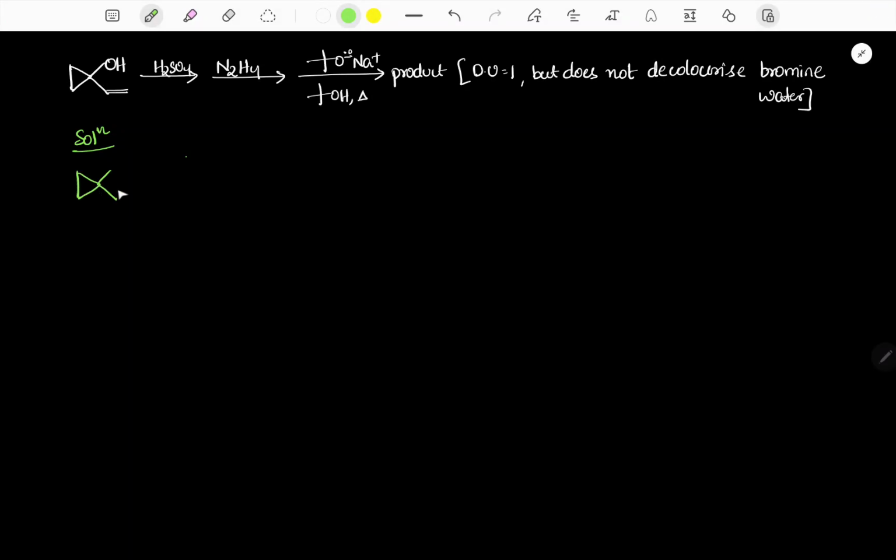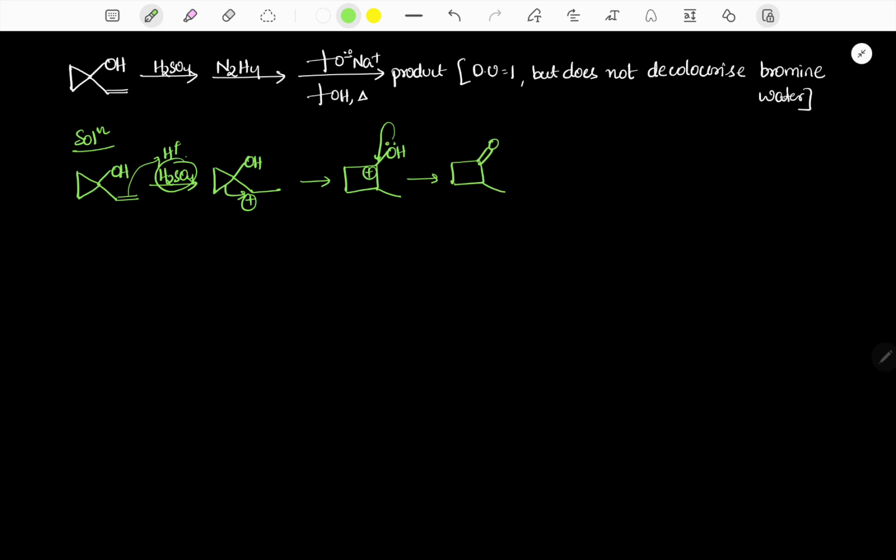The reactant has two functional groups: one is an alcohol, another one is an alkene. When it is treated with H2SO4, that means H+, the alkene reacts with H+ and forms the corresponding stable carbocation. Ring expansion takes place. After ring expansion, the structure looks like this. Now the lone pair participates in resonance and we remove the proton. We get the corresponding ketone like this.